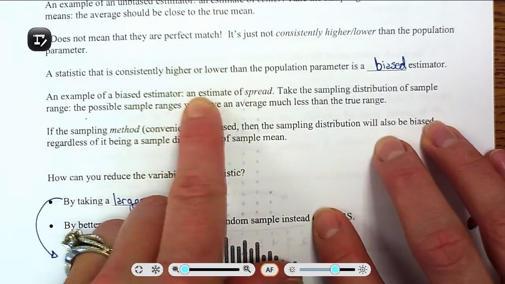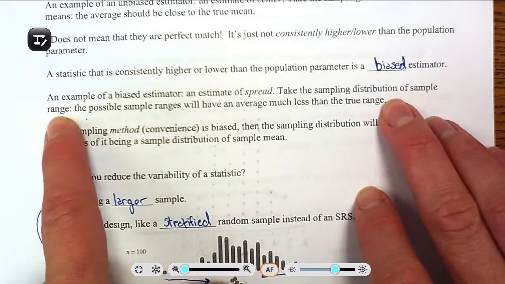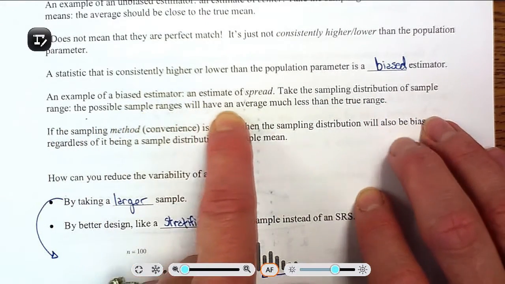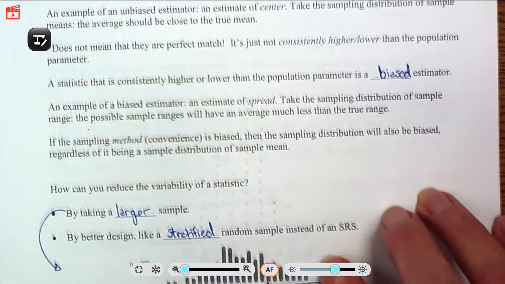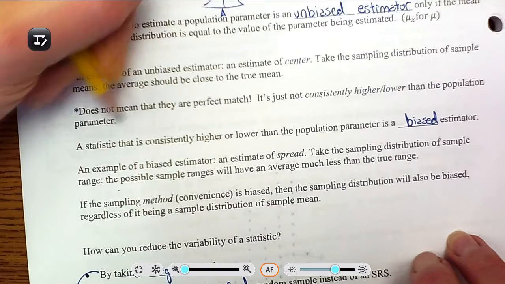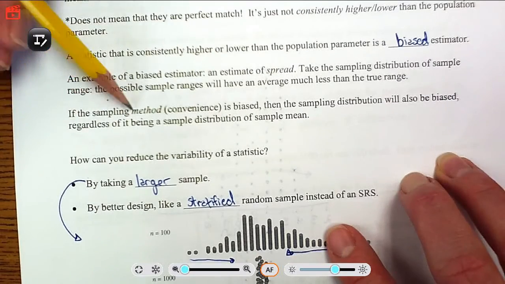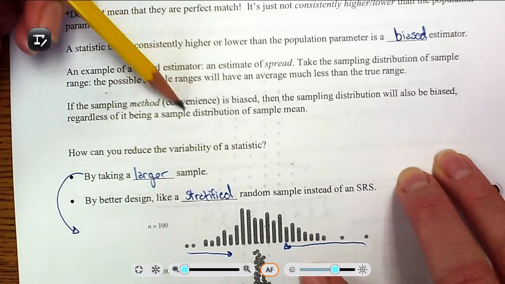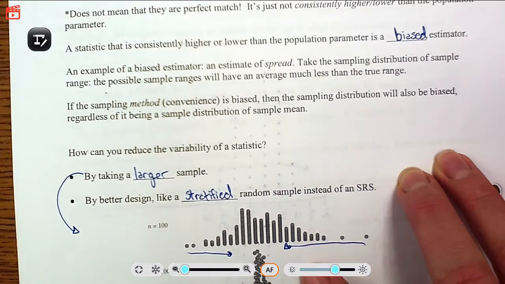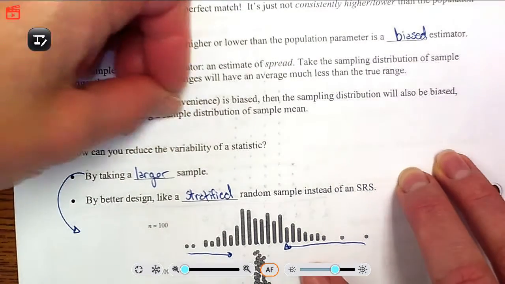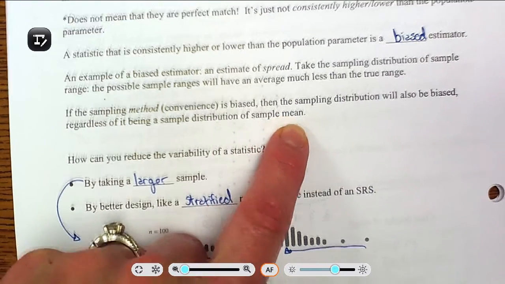An example of a biased estimator is an estimate of spread. Take the sampling distributions of sample range. The possible sample ranges will have an average much less than the true range. If the sampling method, like convenience or some other method itself, is biased, then the sampling distribution will also be biased, regardless of it being a sampling distribution of a measure of center.